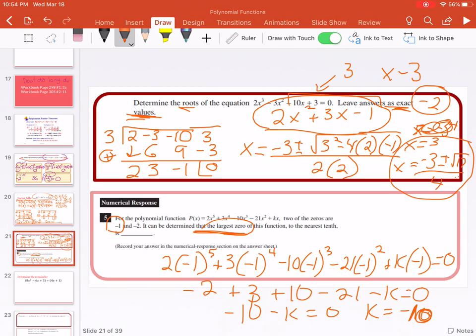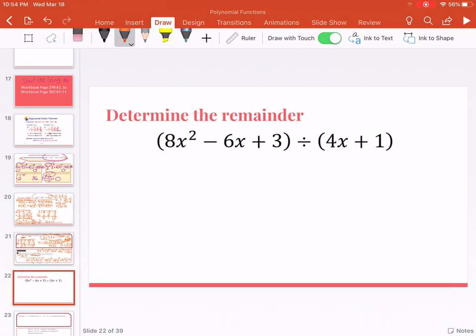So now I'm going to graph this polynomial and replace the k value with negative 10. I'll type it in my graphing calculator, and then I'll find the largest zero. If I do that, I should see that my largest zero is 2.5, and that would be my final answer. Okay, so we're going to skip this one.